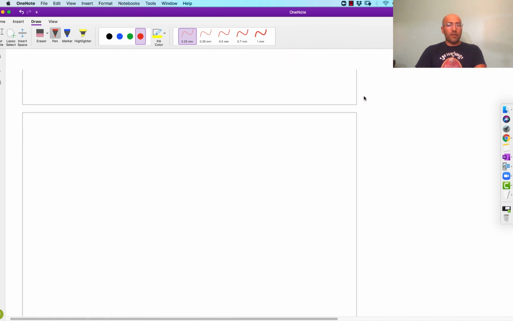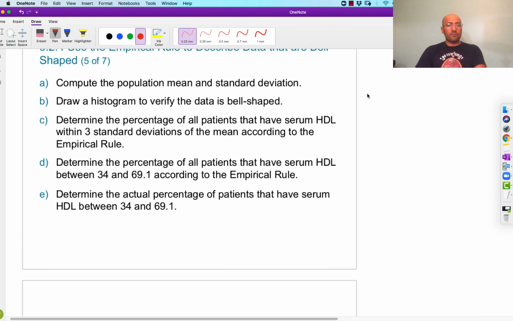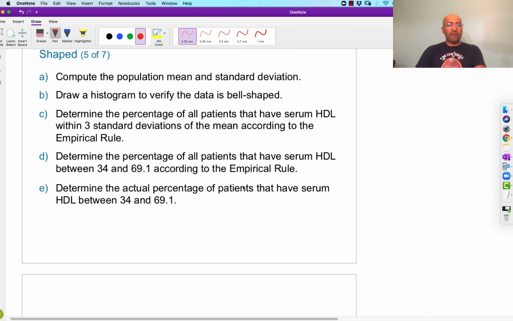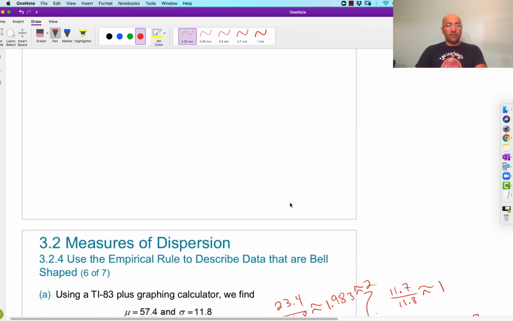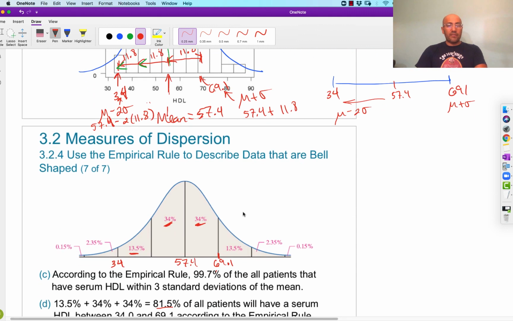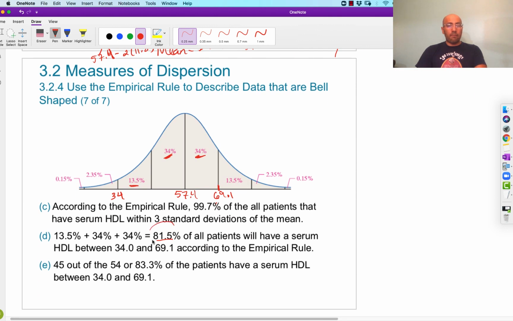Okay, and finally, determine the actual percentage of patients that have a serum level between 34 and 69.1. Okay, well, we found the theoretical answer. In theory, based on the empirical rule, we would expect that about 81.5% of our results should lie in this range. Let's highlight it. This range right here, from there to there, should be about 81.5%. But now in actuality, what am I actually seeing in my results?